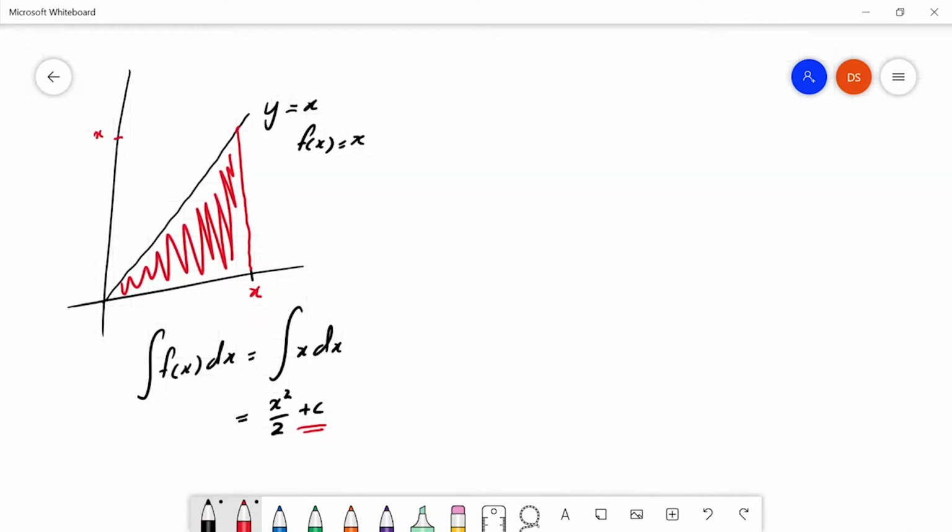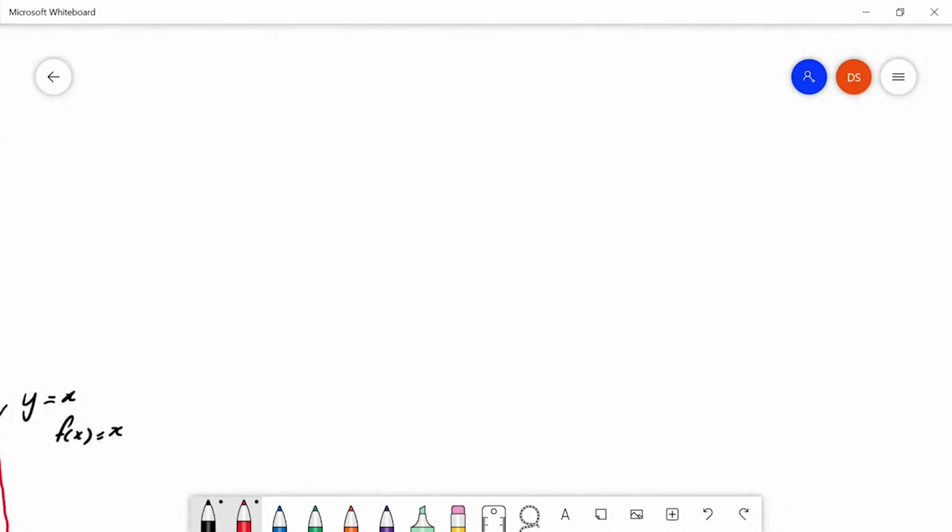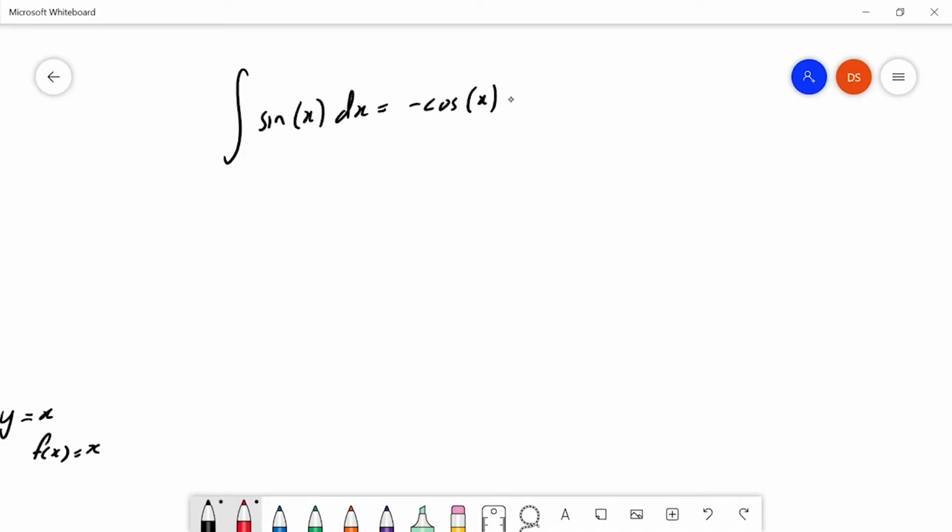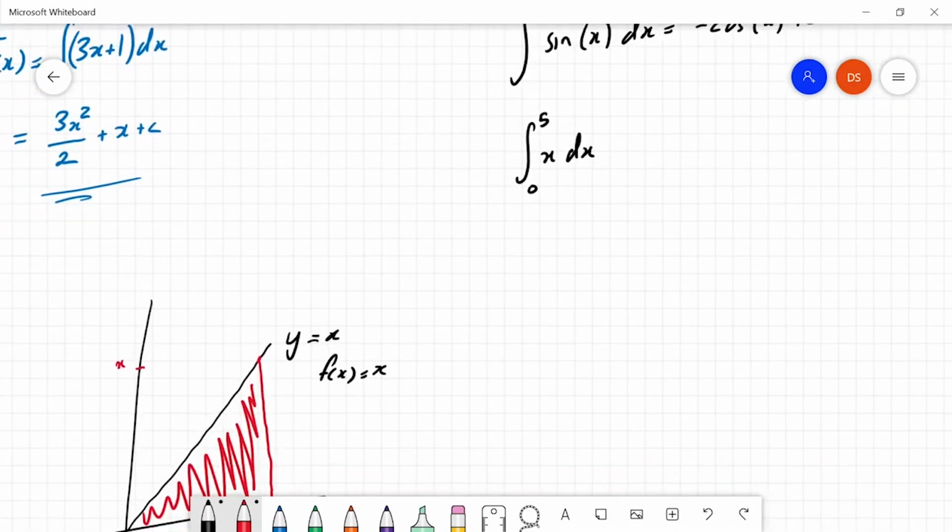But let's try to find the area of something else. Well, the integral of sine x is negative cosine x plus c. Now I've used formal notation here. I can just say integrate, and that's really exciting. So, where to from here? Well, this new notation gives us an opportunity to do something fairly cool. I could ask for the integral of x from 0 to 5. And that, if we look at this picture, is saying, what's the area from 0 to 5?